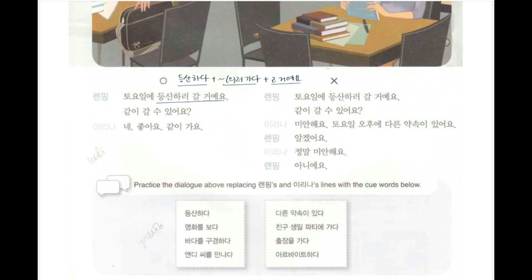And the next sentence, 같이 갈 수 있어요 here as well. 자, how would you analyze it? 가다, the base form, and then 을 수 있어요, 을 수 있다 plus sentence ending. So what does it mean? Can you go together? I'm going to go hiking this Saturday. Can you go together? And then Irina says, 네, 좋아요. 같이 가요. Yes, that's great. Let's go together.